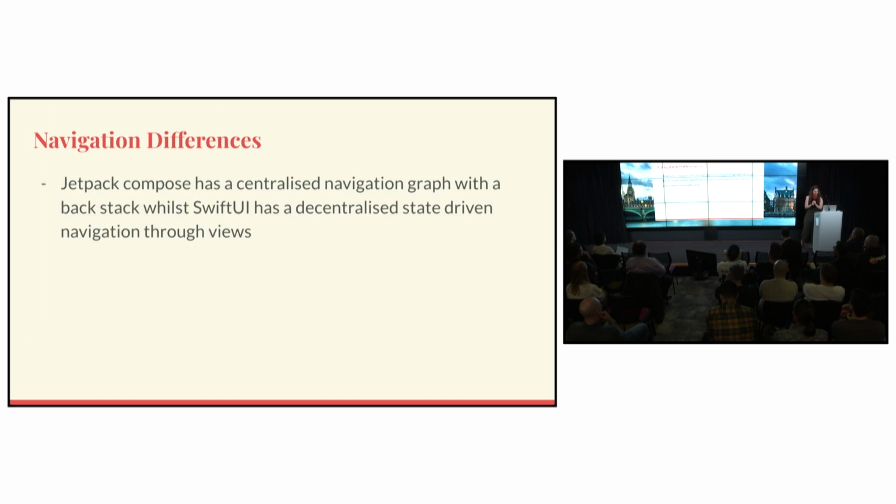So what do these differences mean when developing applications? So Jetpack Compose, as I said, has a centralized navigation graph. And it's got this concept of the back stack, so it's pushing and popping off the back stack. While SwiftUI has a decentralized, state-driven navigation through views. So each individual view knows where it's going next. It's got much more of a concept of place in that view.